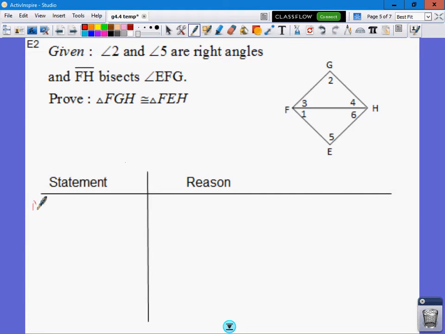What's the first thing I'm going to state? The given. Angle 2 and angle 5 are right angles. I'm also going to state that what? FH bisects angle EFG. And that was all given to me.